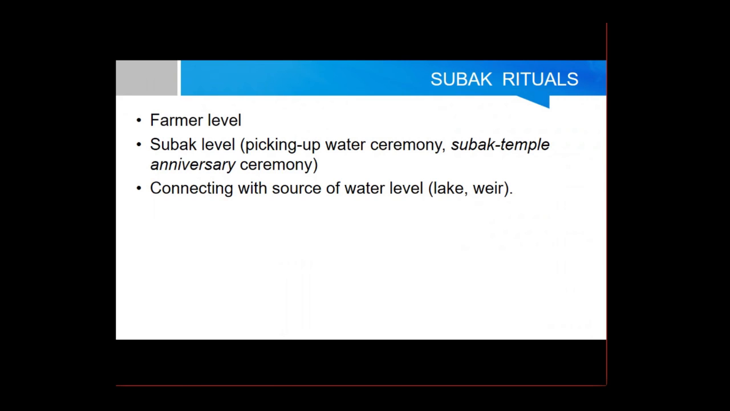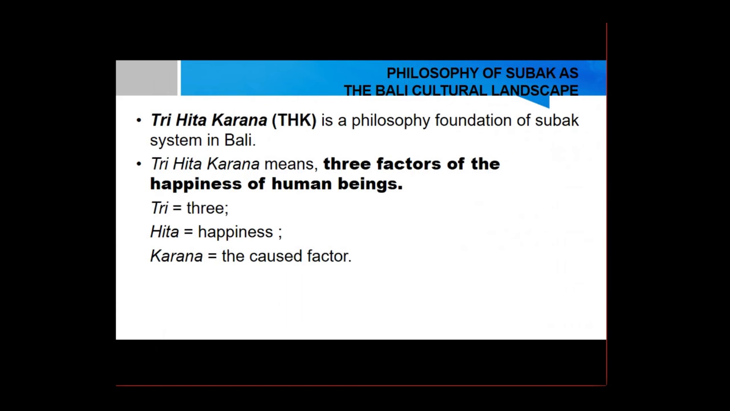The ceremonies in the Subak temple we can divide into 3 levels: the farmer level, the Subak level, and also the source of water temples, lakes, and so on. And this is what we call the Trihitakarana system, the Trihitakarana philosophy that is directly implemented by Subak in Bali.